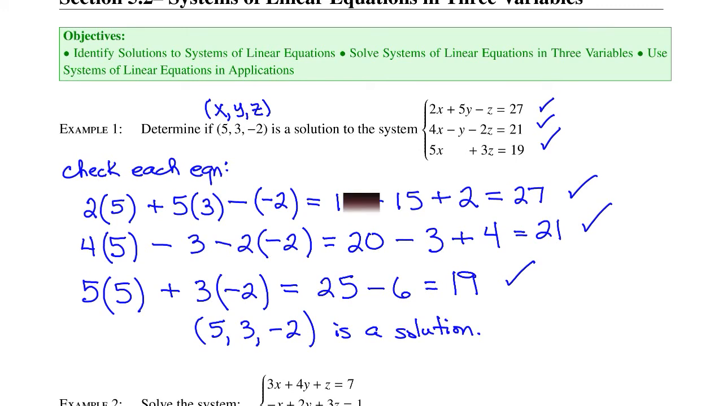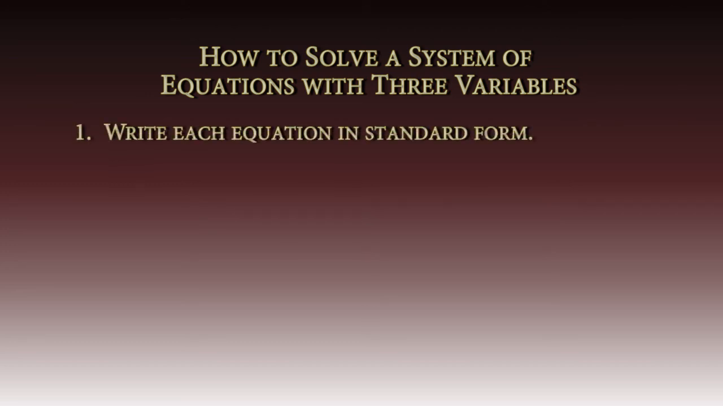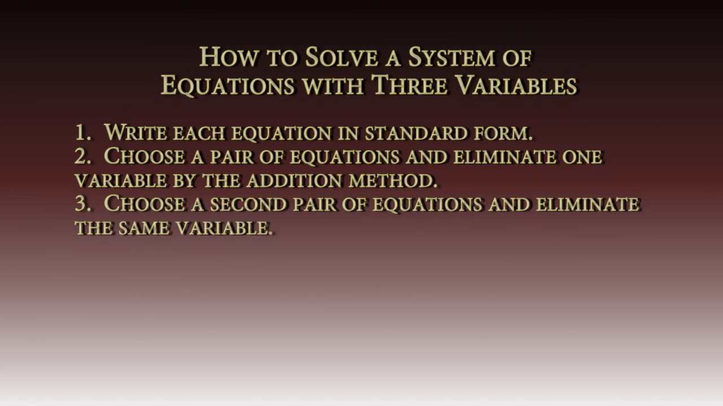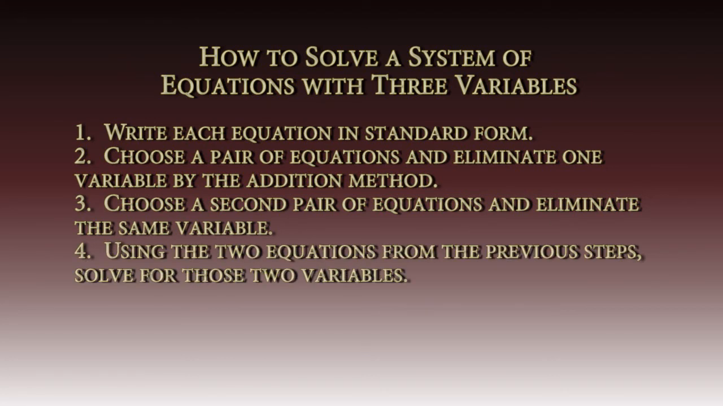Next, let's look to see how to solve a system of equations. There are several steps that you need to do. First, write each equation in the standard form. Next, choose a pair of equations and eliminate one of the variables by using the addition method. Next, choose a different pair of equations and eliminate the same variable that you eliminated from the previous step. Once you've eliminated one of the variables, you'll now have 2 equations with 2 variables.